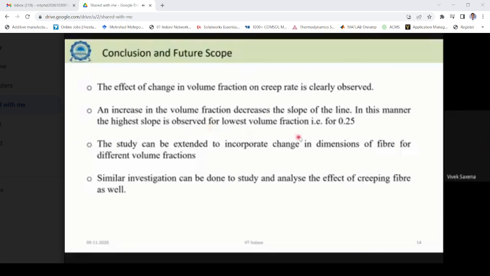In this manner, the highest slope was observed for the lowest volume fraction, and since I varied only VF, I believe that a similar study can be extended to incorporate the change of L by D ratio, like the dimensions of the fiber as well. And similarly, this investigation can also be extended to study the behavior of a creeping fiber as well, because in my case, I considered that the matrix will creep and the fiber will not creep.